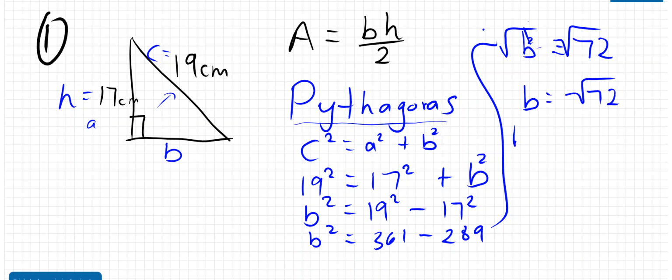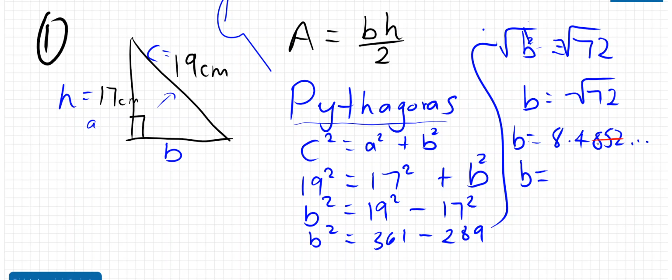This is an irrational number. When I put it into my calculator, I get 8.4852, and it goes on forever because it's irrational. And I think we'll double check with the question. Sorry, the question said to round it off to 1 decimal place. So B is equal to, now to 1 decimal place, that means I'm going to cut off everything here except for that first decimal place, which is 4.